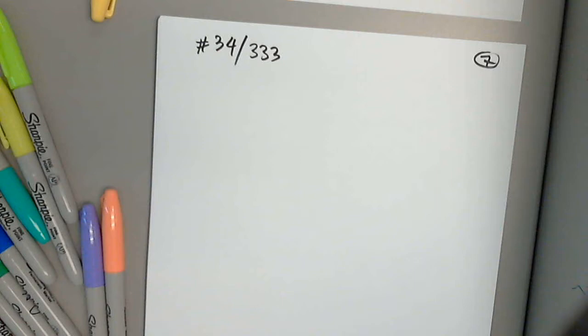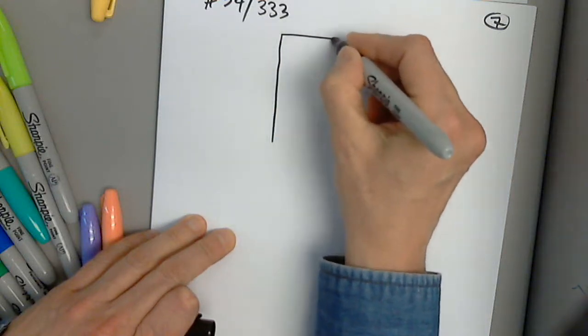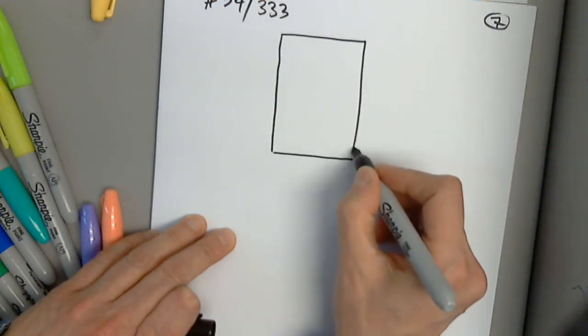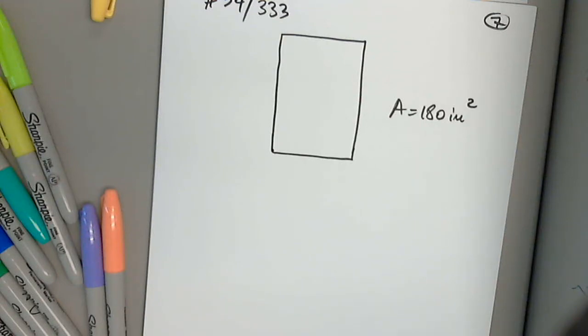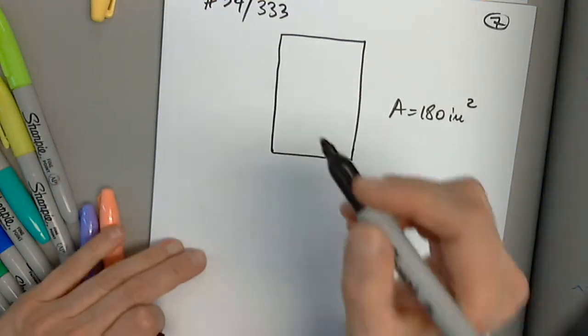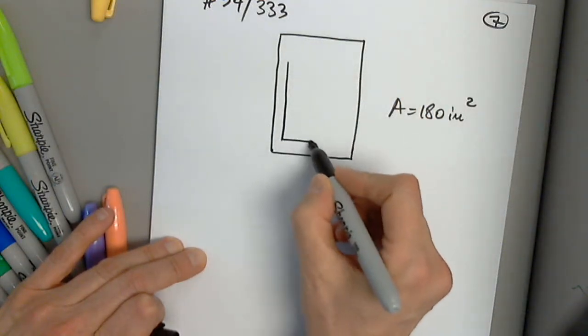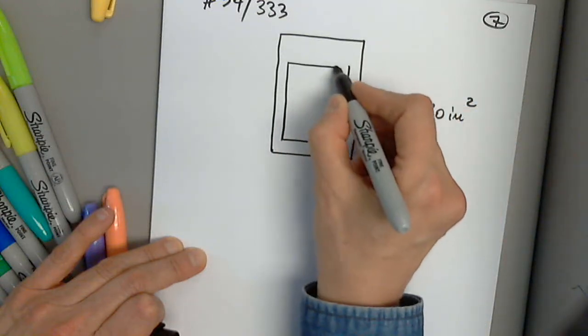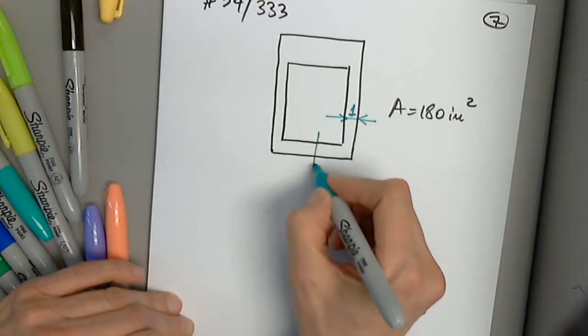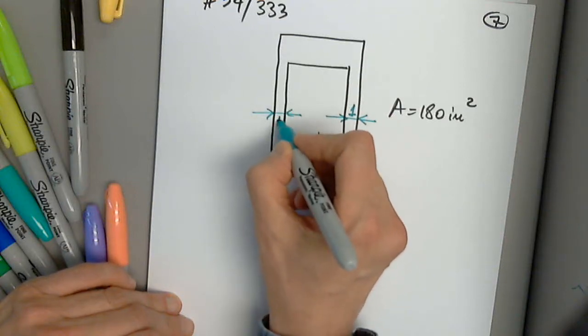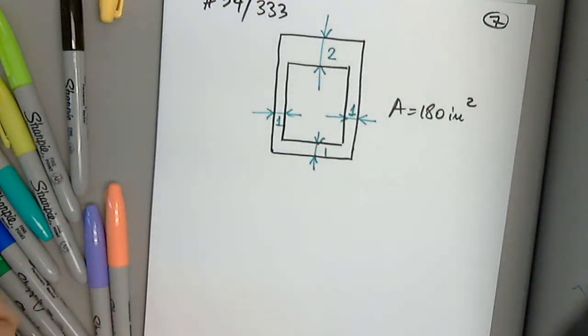Okay, so a poster is to have an area of 180 squared inches, one-inch margins at the bottom and sides, and a 2-inch margin at the top. What dimensions will give the largest printed area?